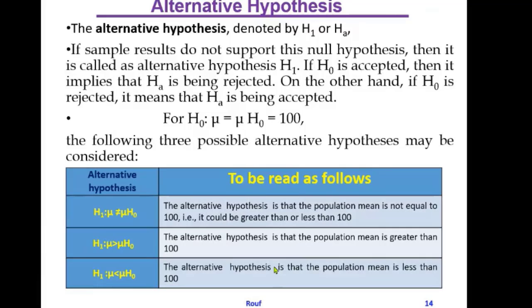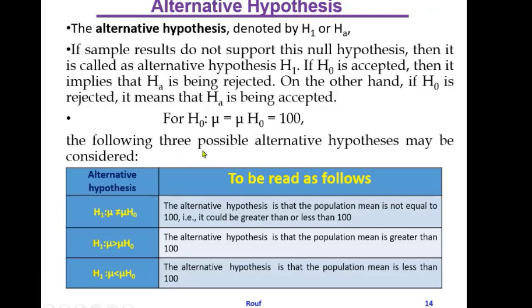Alternative hypothesis. The alternative hypothesis is denoted by H1 or HA. If sample results do not support the null hypothesis, then it is called the alternative hypothesis H1. If the null hypothesis is accepted, then it implies that the alternative hypothesis is rejected. On the other hand, if the null hypothesis is rejected, it means that the alternative hypothesis is accepted.